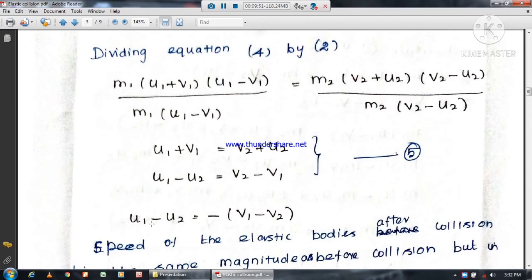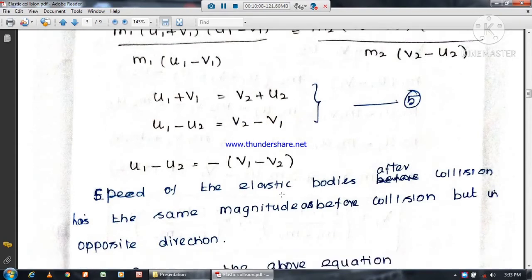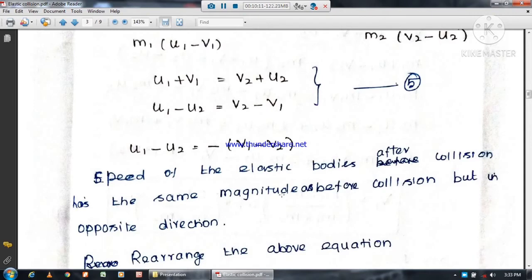We just rearrange this, that is u1 minus u2 is equal to, you take this negative sign, you just rearrange, so we get minus of v1 minus v2. That is, the speed of the elastic bodies after collision has the same magnitude as before collision but in the opposite direction. That is, here u1 minus u2, here v1 minus v2. So the magnitudes are the same, but this negative sign indicates it is in the opposite direction.